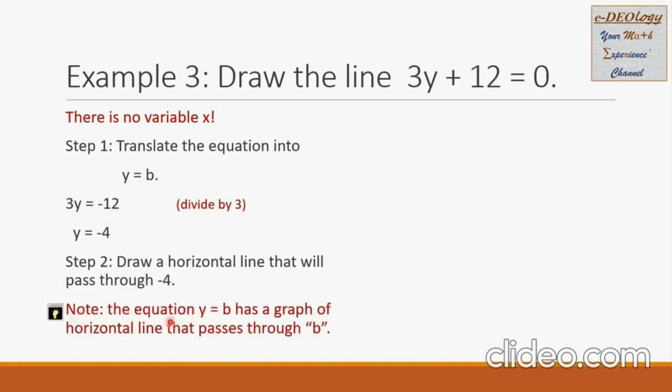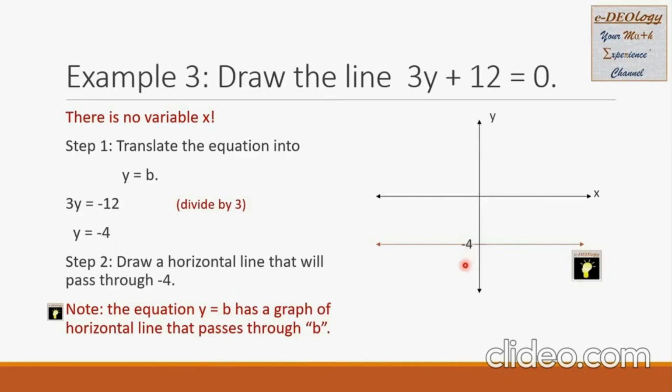Take note, the equation y equals b has a graph of a horizontal line that passes through b, that constant on the right side of this equation. So let us draw our x and y axis. Then let us locate the negative 4 on the y axis. So here it is. After that, we will now draw the horizontal line that will pass through this negative 4. And this is now the line. This is our final answer.